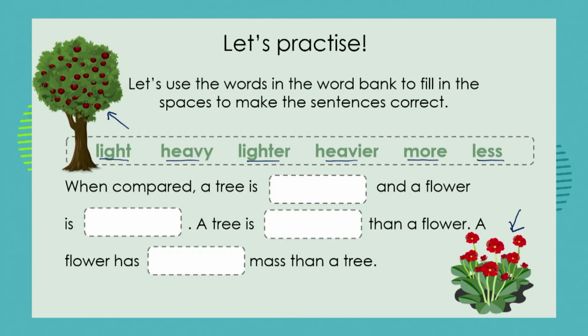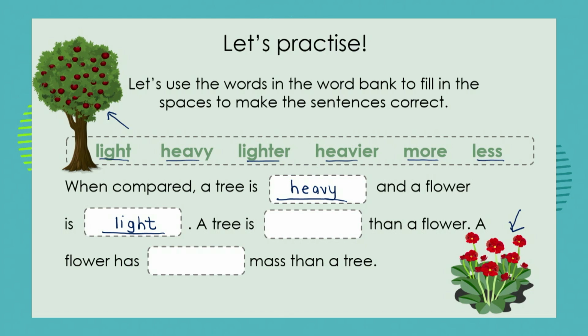When compared, a tree is, missing word, and a flower is, missing word. So when we put the tree and the flower next to each other, which one is going to be heavy? Very good. A tree is heavy. And a flower is light.